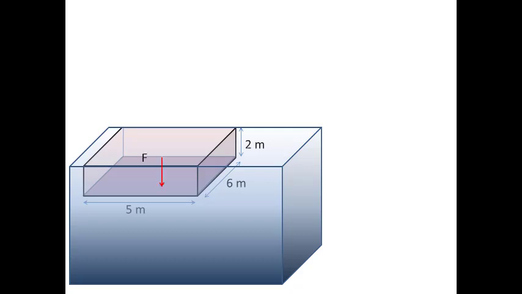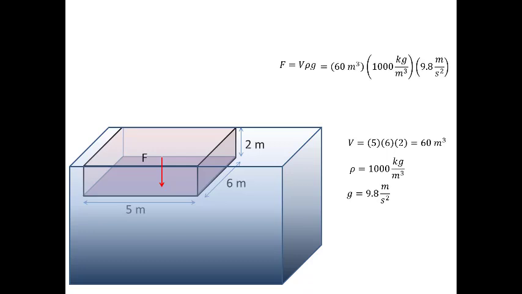So this force here is going to be the volume of all that water sitting on top of it times rho times g. Where our volume we could easily find by multiplying these three dimensions here, 5 times 6 times 2 for 60 meters cubed. Rho in metric units is 1,000 kilograms per meter cubed, and g, the gravitational constant, is 9.8 meters per second squared.